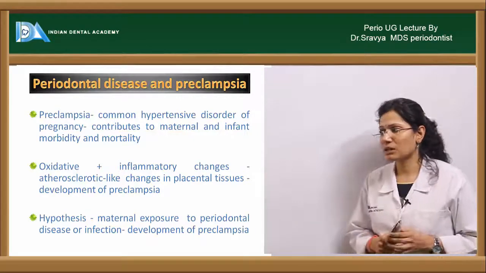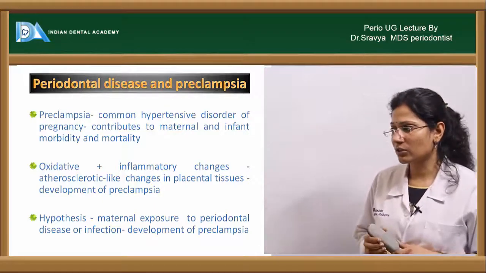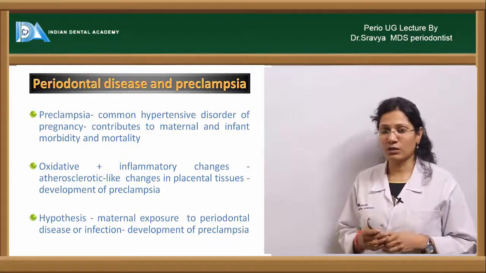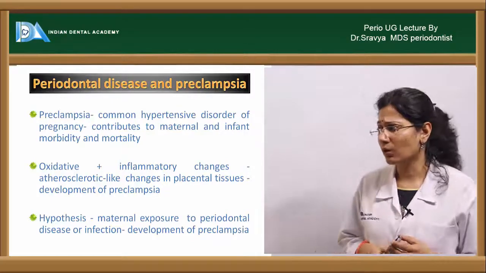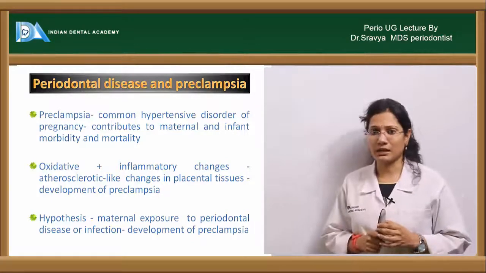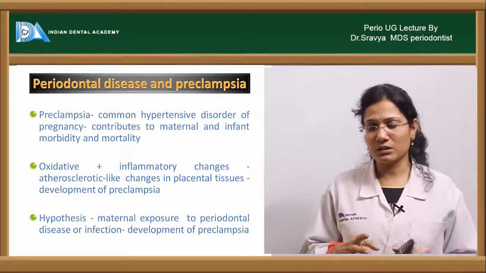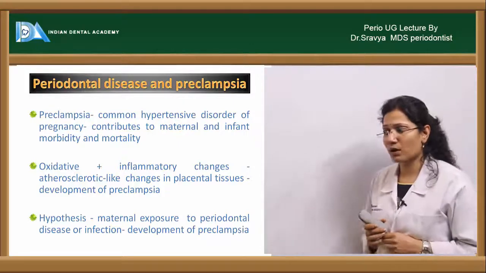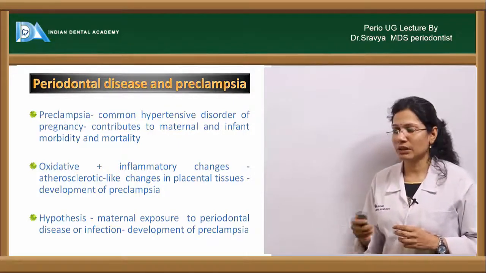Basically, what happens in preeclampsia is a combination of oxidative and inflammatory changes, or atherosclerotic-like changes, which happen within your placental tissues, and this will result in preeclampsia. So basically it's a hypertensive syndrome. Now the hypothesis is that maternal exposure to periodontal disease or infection will lead to the development of preeclampsia.